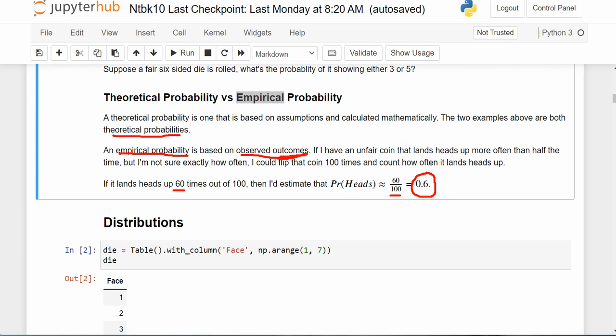Why? Well, we just calculate the number of successes over the total number of trials. That's the fraction, 60 over 100. Number of successes divided by the total number of trials of the experiment.